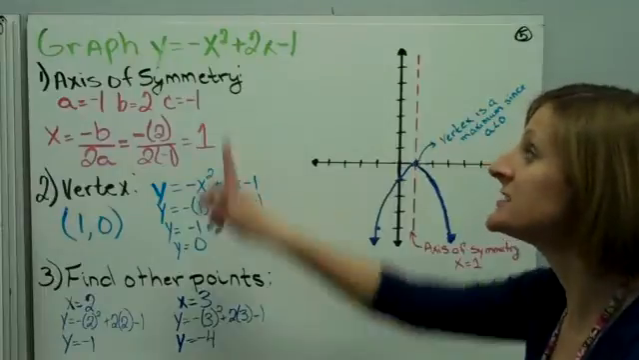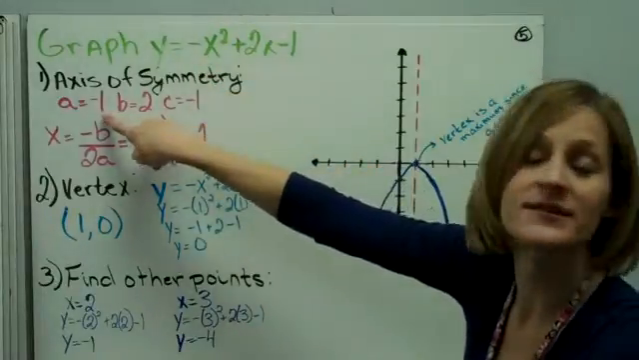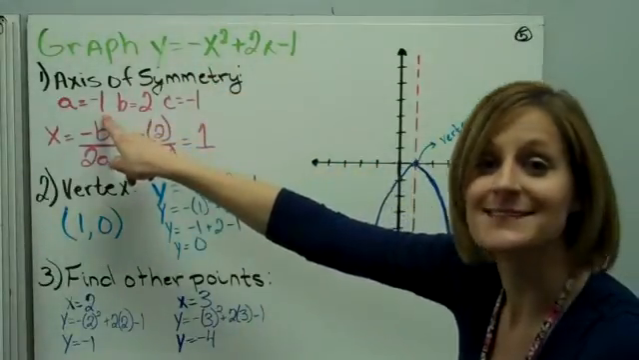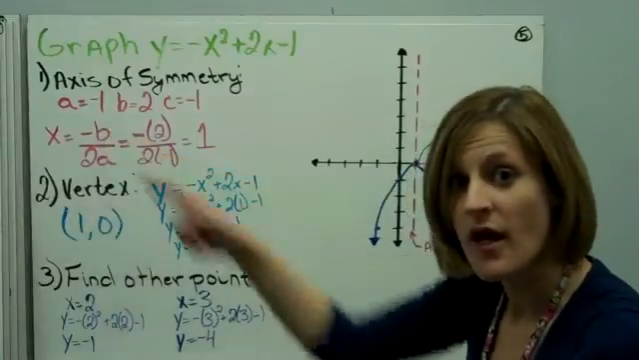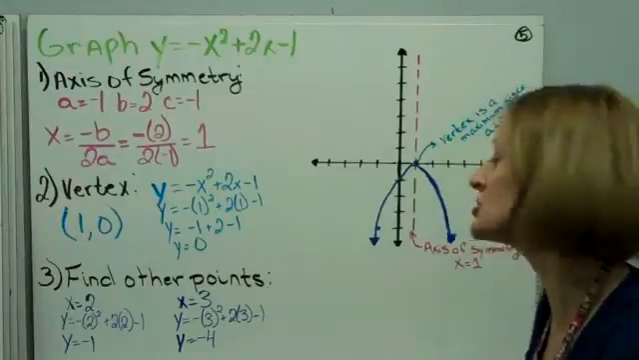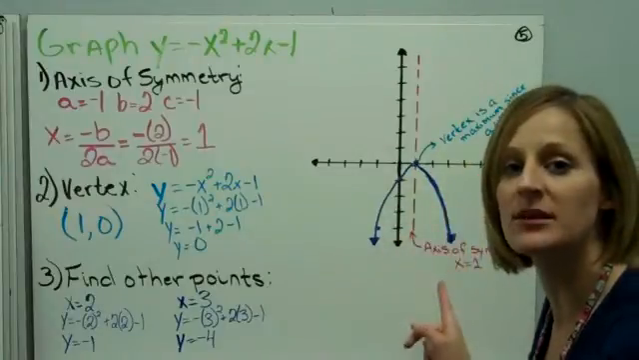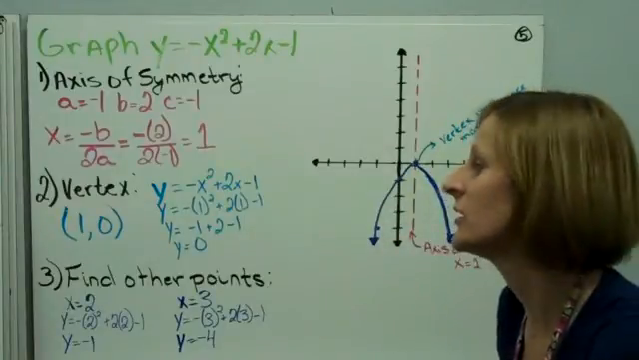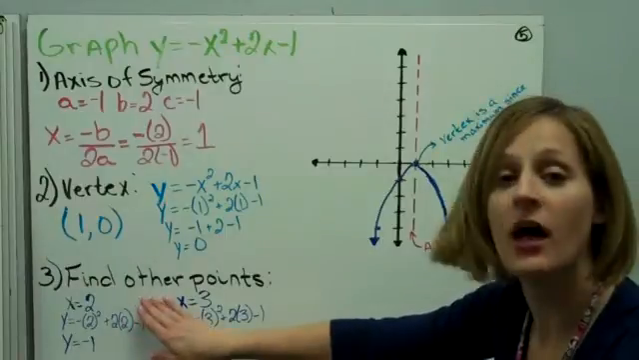Now, because my a value, right here we said was negative 1, is less than 0, this point is going to be a maximum vertex. So I should know that my parabola is going to be going downward. So I'm going to find other points.